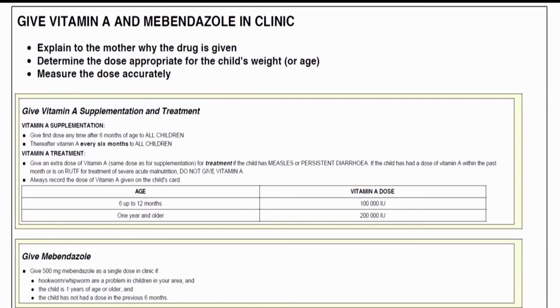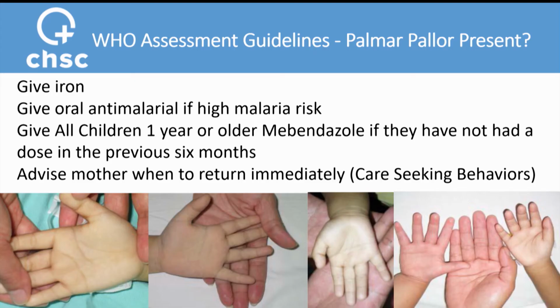Also, the vitamin A and mebendazole guidelines are outlined in here. They've created this in a real easy way to follow. The other thing is iron. We see a lot of these kids that come in and they need transfused. Their hemoglobin is just in the tank, and it's so low.